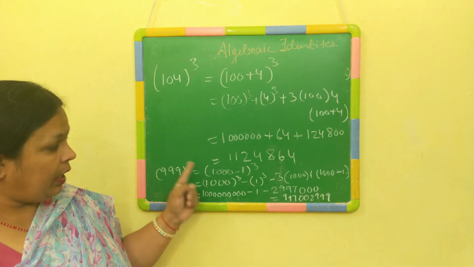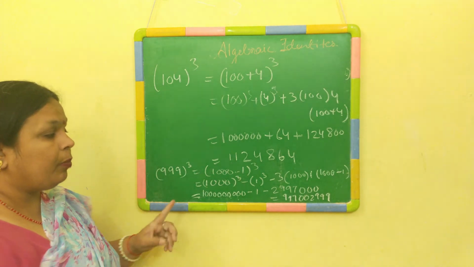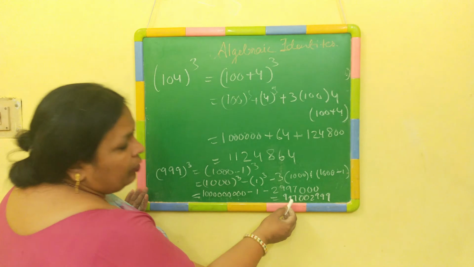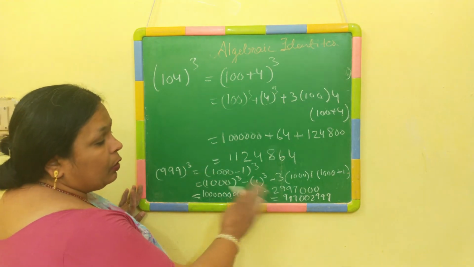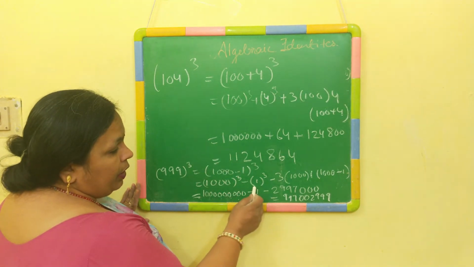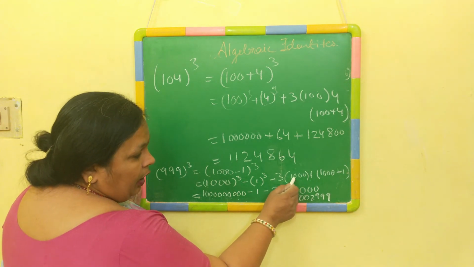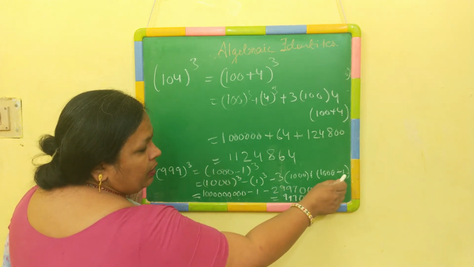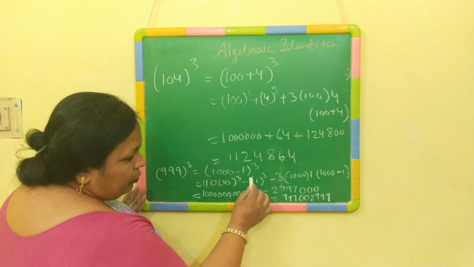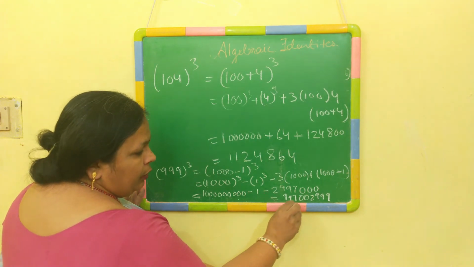Now the next example, considering 999 whole cube. So this can be represented in this form, and on simplification we are going to reach the conclusion this way. A cube minus b cube minus 3ab into (a - b). So the solution of this is resulting to this.